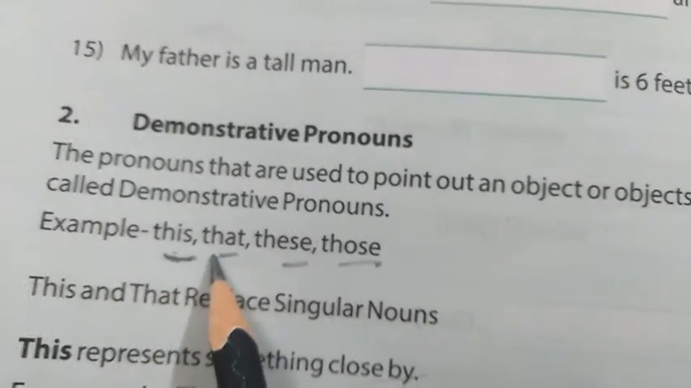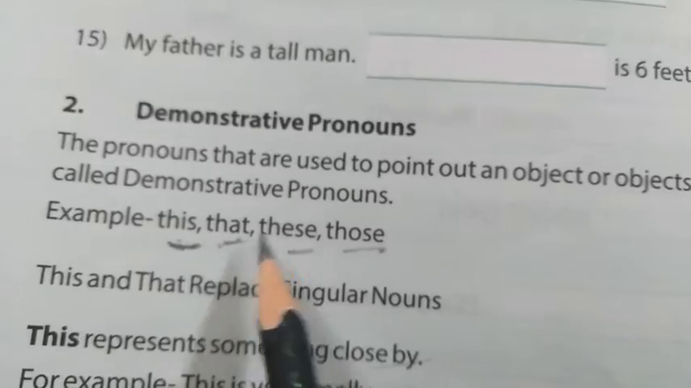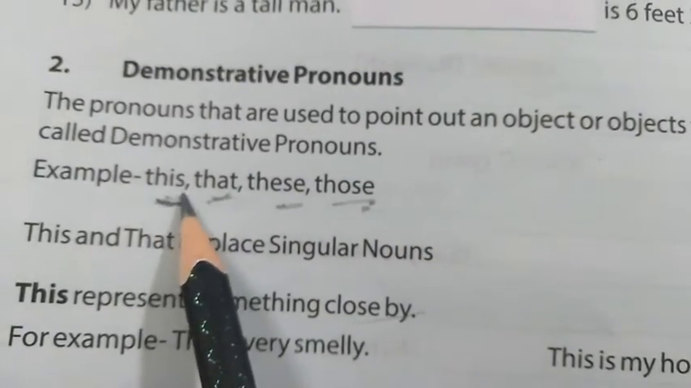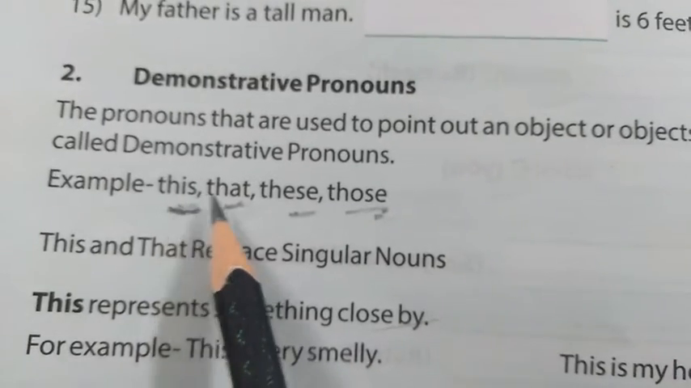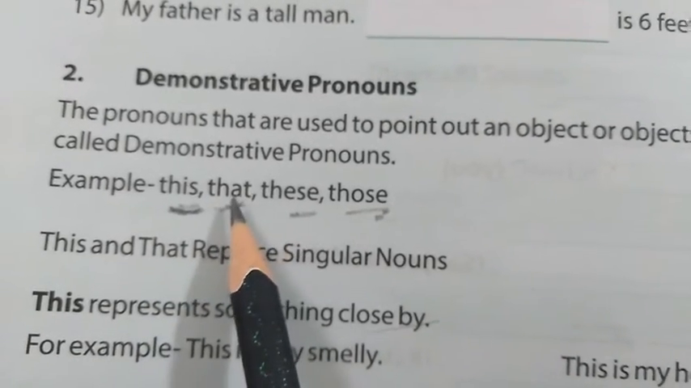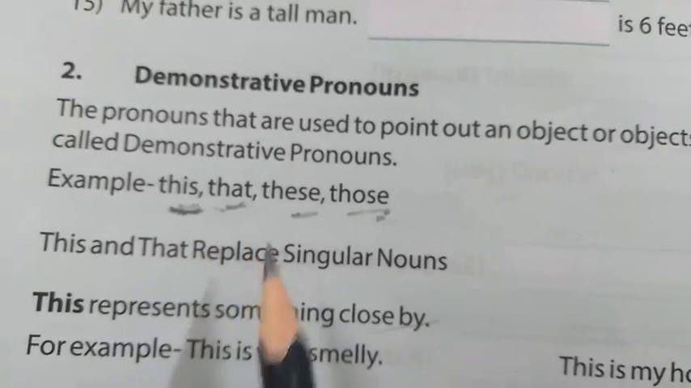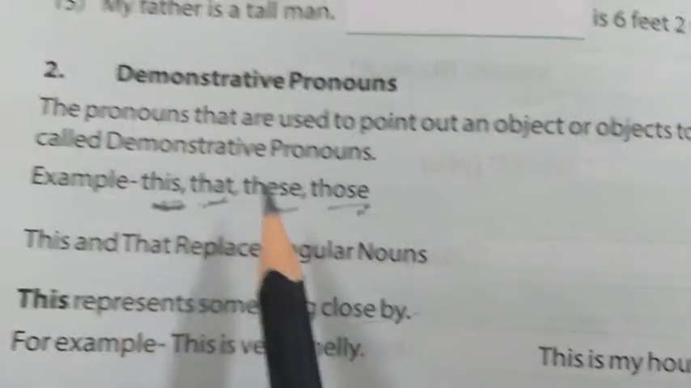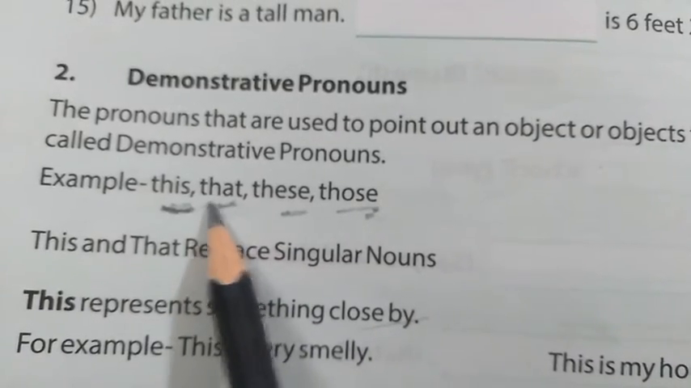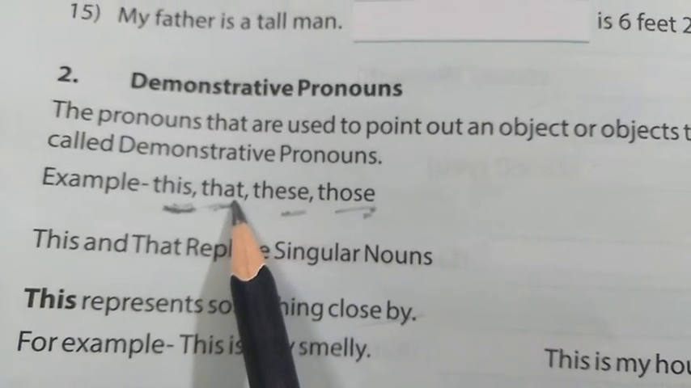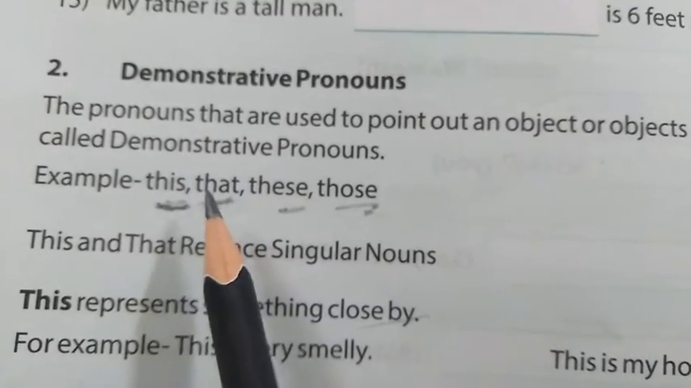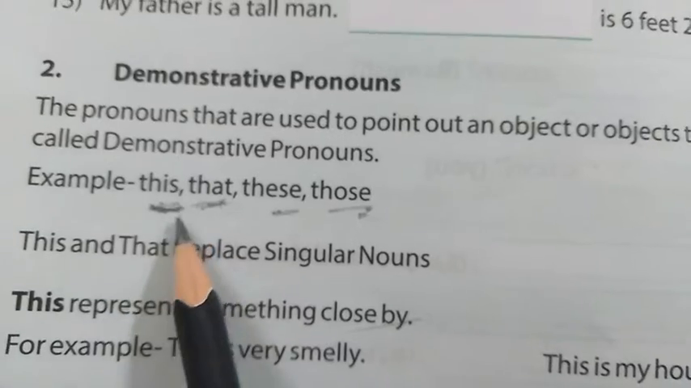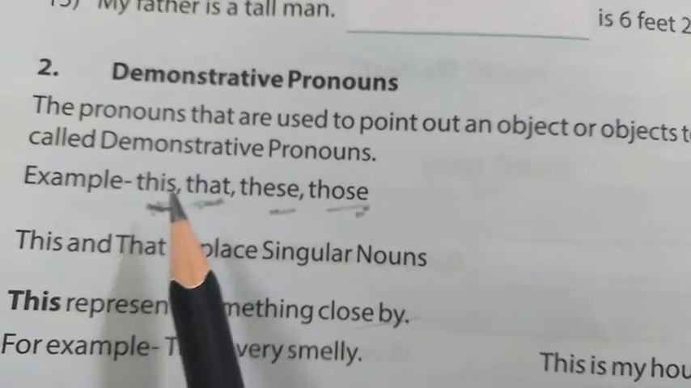So this and that are used for singular nouns. These and those are used for plural nouns. So where do we use this? This is used for the things which are closer to us. Okay, means जो हमारे नज़दीक हैं उनको point out करने के लिए हम this use करेंगे. And जो हमारे से दूर हैं, things which are far away from us, we will use that, but those things should be one in number, means that thing is singular. For singulars we will use this and that.